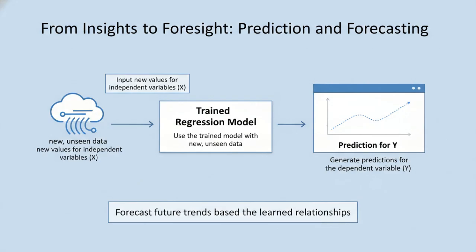With a robust and validated regression model, we unlock its true potential, making predictions and forecasts. This is where the theoretical understanding translates into actionable insights. We simply feed new, unseen data, new values for our independent variables, into our trained model. The model then uses the learned relationships and coefficients to generate a predicted value for the dependent variable. This capability is invaluable for businesses predicting future sales, economists forecasting market trends, or healthcare professionals predicting patient outcomes. It empowers us to look beyond historical data and anticipate what's likely to happen, guiding strategic decisions.